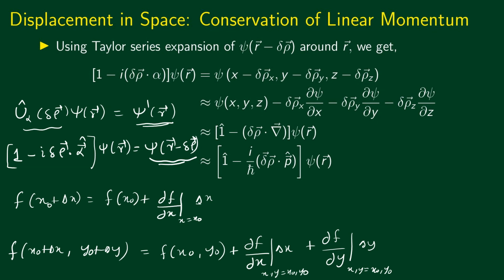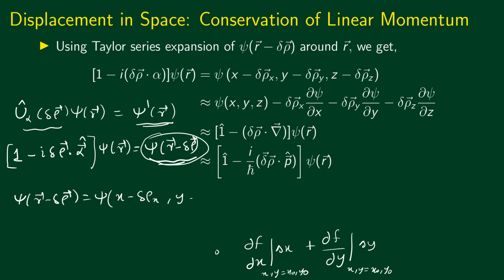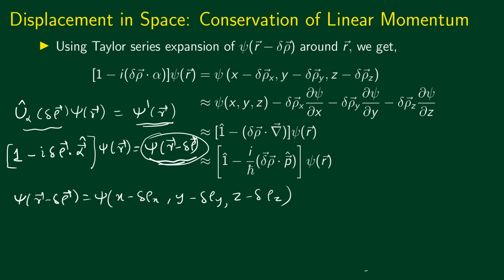Now what we have here is actually a function of three variables. So let's see how the Taylor expansion is of this function of three variables. For that, let me just write this like this. Psi of r vector minus delta rho vector means that this is written as psi of x minus delta rho x, comma y minus delta rho y, comma z minus delta rho z. These are all components of this vector r vector minus delta rho vector.